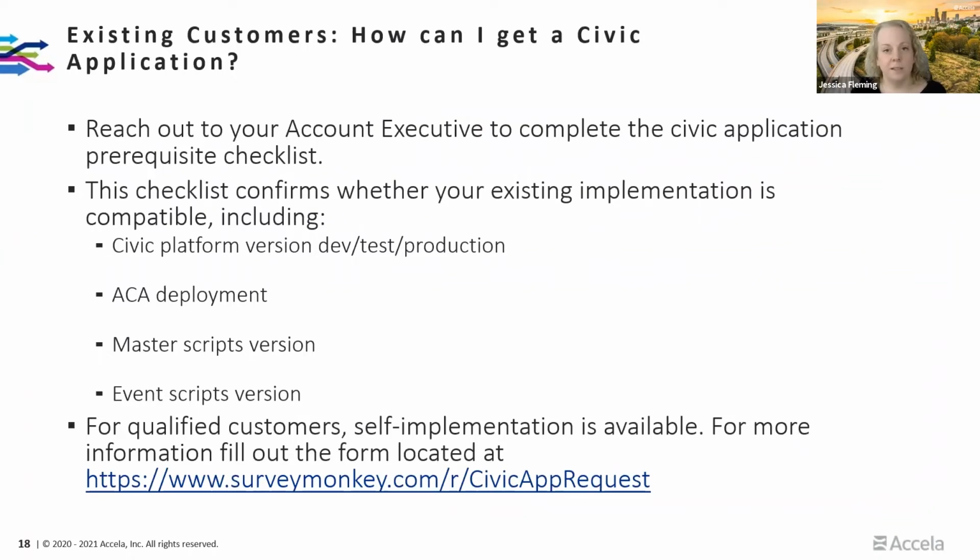So as we've talked about these other Civic applications, you may wonder, how do you get access to one? We do have a Civic application prerequisite checklist that you can reach out to your account executive for. The checklist confirms whether the implementation you have right now is compatible with the Excella Civic applications. There are a few things that we have to check: your Civic platform version, you have to be on a later version, whether or not you have ACA already, and your master scripts and event scripts versions. There are certain criteria that you have to meet to be able to use all of that functionality that we've talked about a little bit, especially the configurable scripts.